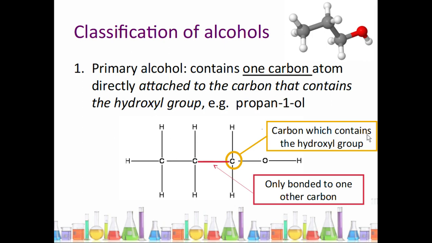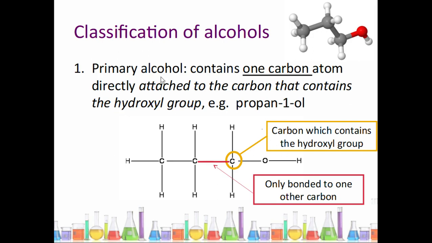Classification of alcohols then. We have primary and secondary alcohols that we're going to look at, and this is because depending on where the alcohol group is, where the hydroxyl group is, the alcohols can have slightly varied properties.